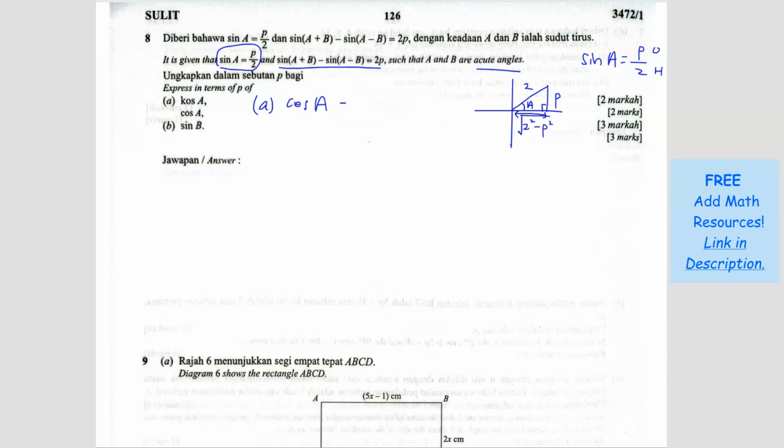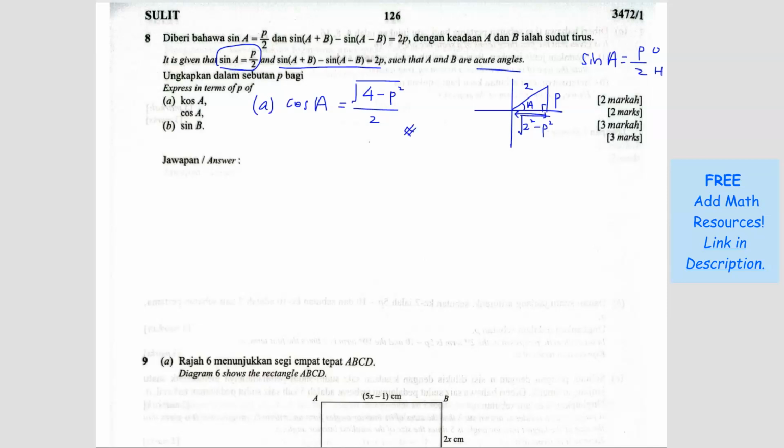So now we are finding cos A. Cos A equals A over H, adjacent over hypotenuse. So A is the square root of 2 square minus P square. 2 square is 4, minus P square, square root, over the hypotenuse, which is 2. So this is your answer.